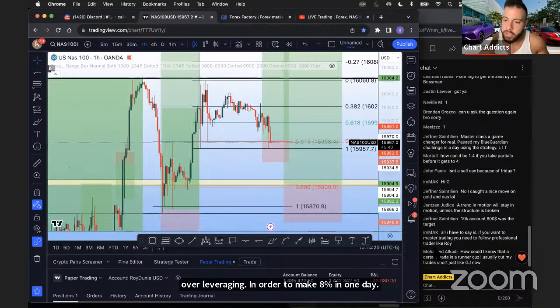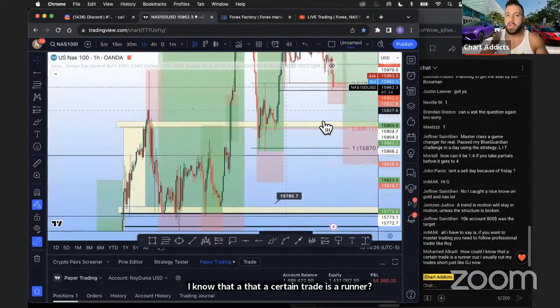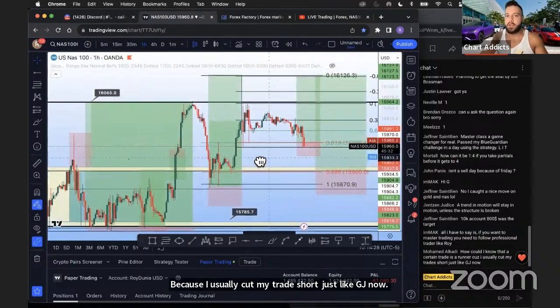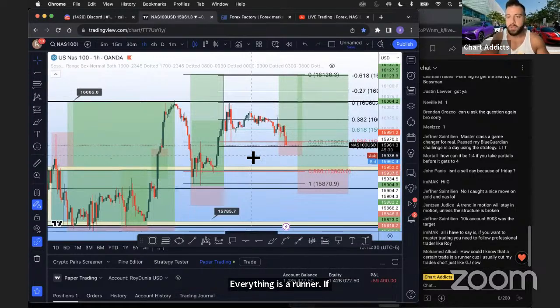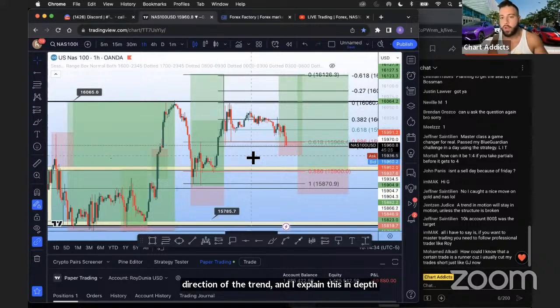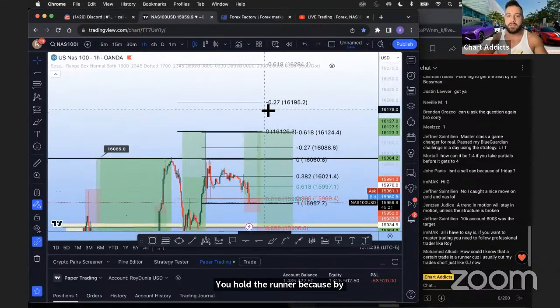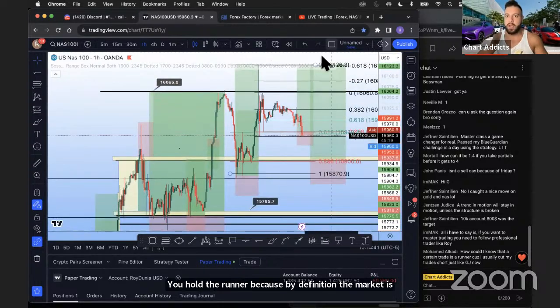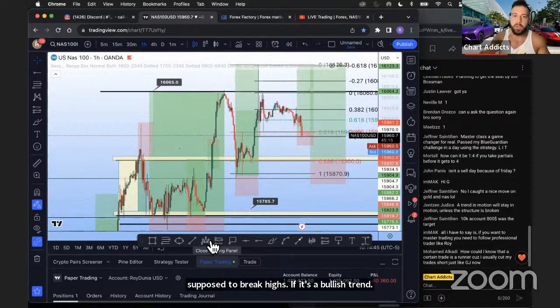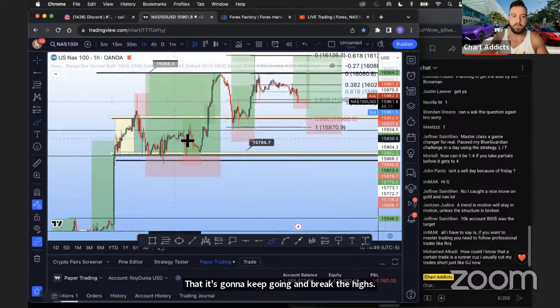How could I know that a certain trade is a runner? Because I usually cut my trades short, just like GJ now. Everything is a runner. If you're trading in the direction of the trend, and I explained this in depth during the masterclass, you hold the runner. Because by definition, the market is supposed to break highs if it's a bullish trend. And so why would I close the trade early when I know that it's going to keep going and break the highs? So what I try to do is enter at these points right here.